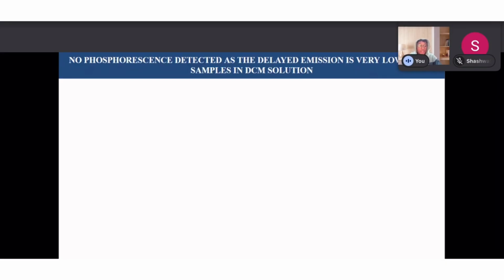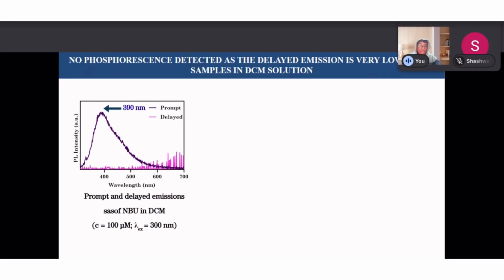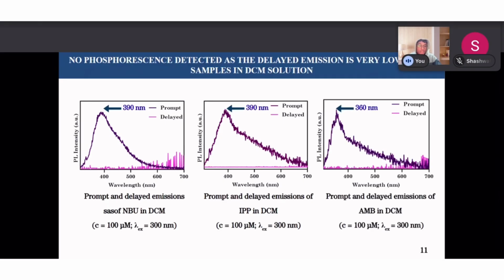We tried to study the phosphorescence behavior in the solution state too, and as shown in our diagrams, for the three different substitutions, almost no phosphorescence was observed in the solution state. We only found weak fluorescence, which happened at 390 nanometers for the N-butyl and the isopropyl, and 360 nanometers for the alpha-methyl benzyl group.